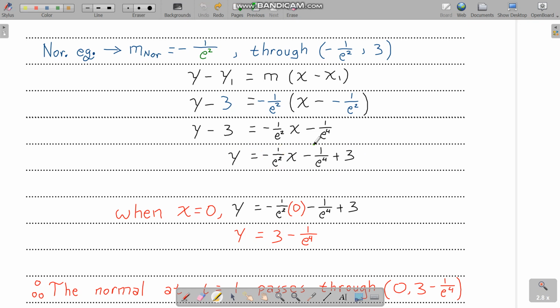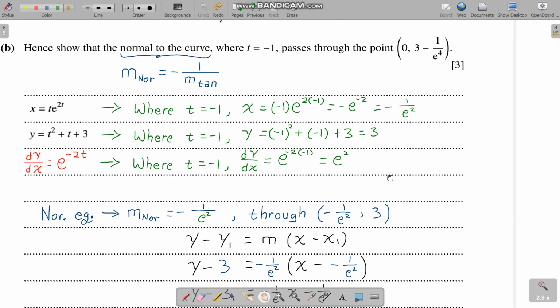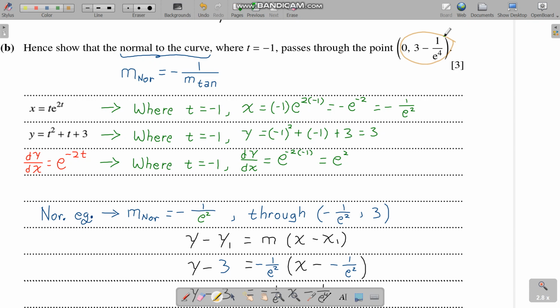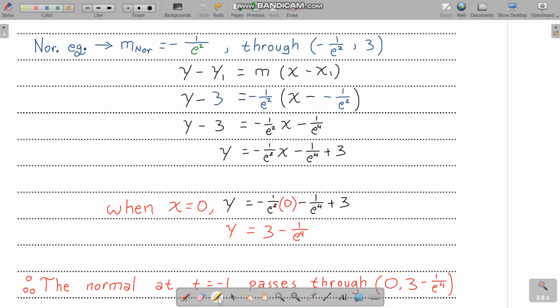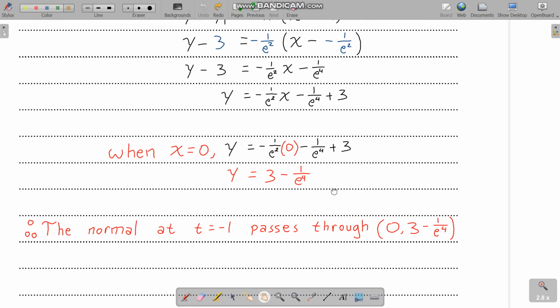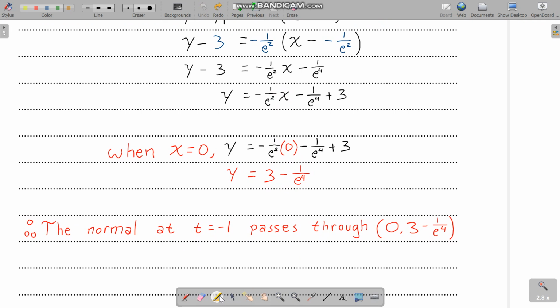Now what we're looking for, if you read the question, it says passes through the point 0, 3 minus 1 over e to the fourth. So we just have to plug in x equals 0. If x equals 0, we get 3 minus 1 over e to the fourth, which means this normal line here passes through the point 0, 3 minus 1 over e to the fourth, which is what we need to prove.